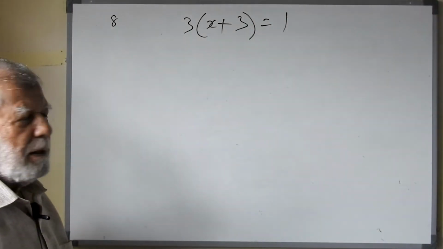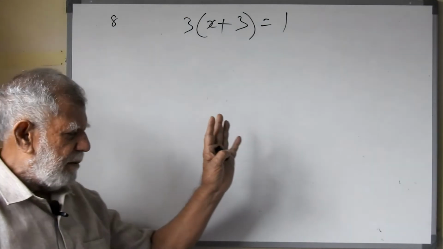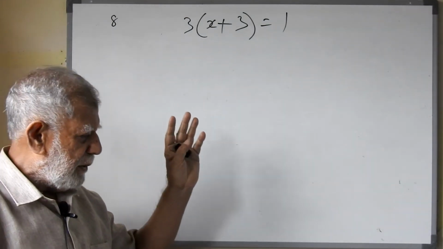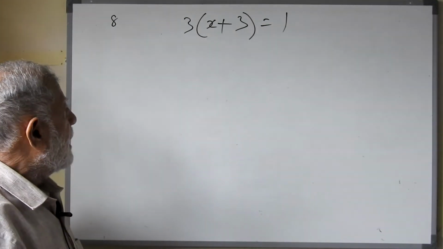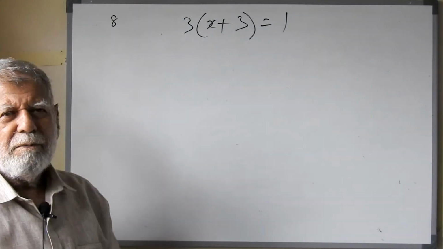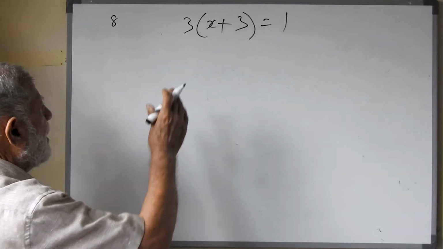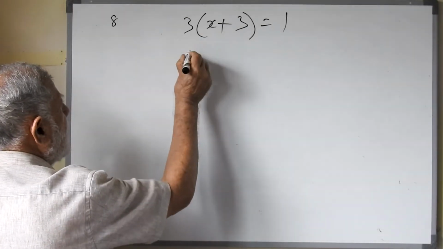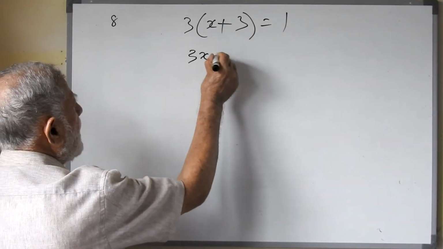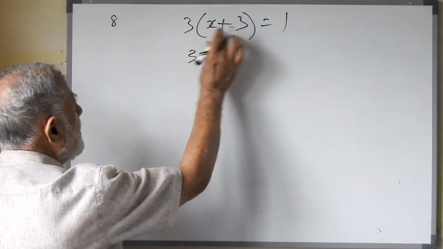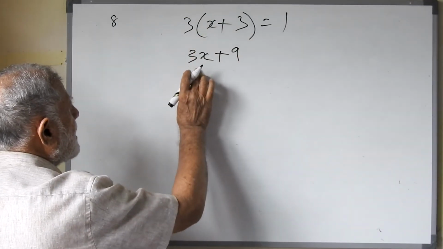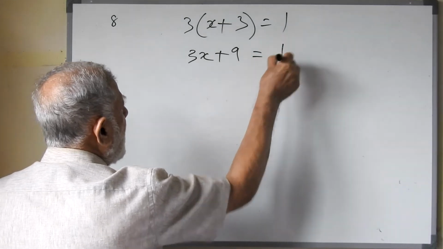Look at this one. Now, we have a bracket. We did various types of simple equations, and this is another type that you get, with a bracket. So, we know what we do. Bracket means you have to multiply. We multiply and remove the bracket. So, 3 into x is 3x. 3 into 3 is 9. We have to multiply both terms by 3. 3x plus 9 equals 1.